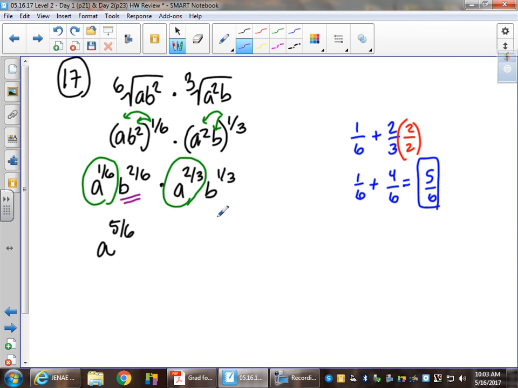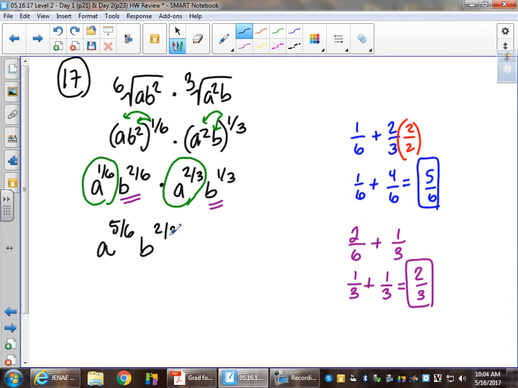Now we want to work on B to the 2/6 times B to the 1/3. So that will be 2/6 plus 1/3. But before I try to get common denominators, I notice that 2/6 reduces to 1/3. 1/3 plus 1/3 is 2/3. So B to the 2/3, and we are all done. So that wraps up our review of day 1 and 2 homework.